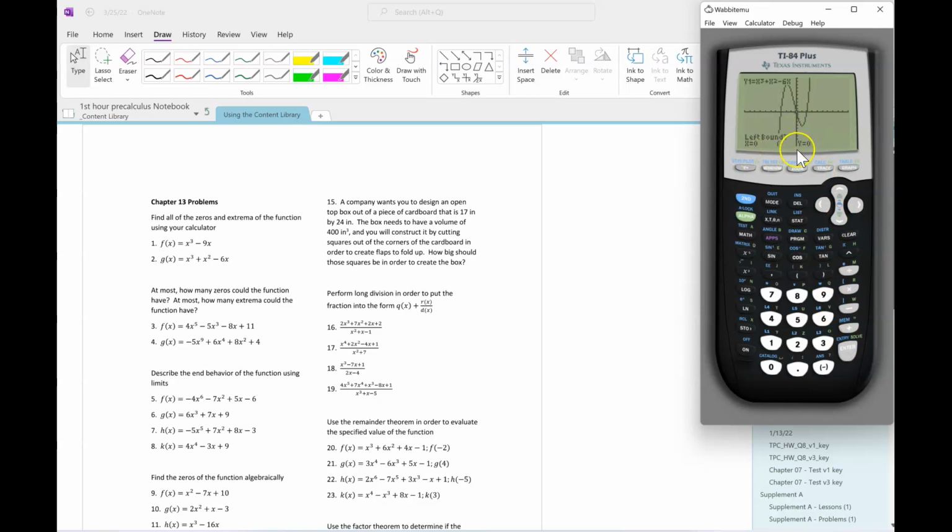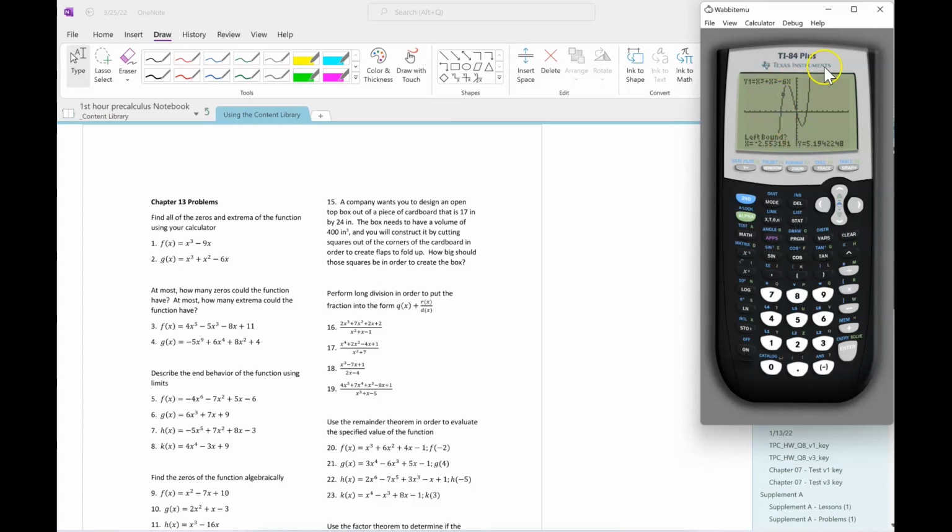So at the bottom now, the calculator is going to ask me 3 questions. It's asking me for a left bound, right bound, and guess. So the left bound is first, so I just need to move my cursor using the left and right arrows so that it's somewhere, anywhere on the left side of that maximum. But we really want only one maximum in between our left and right bound. So it doesn't really matter.